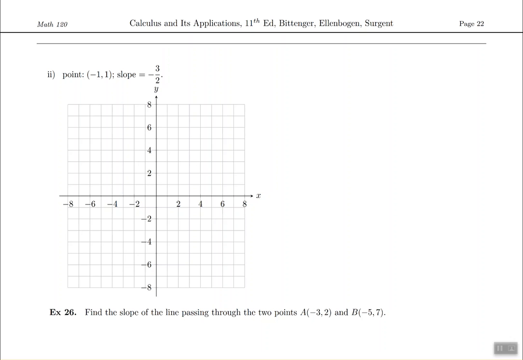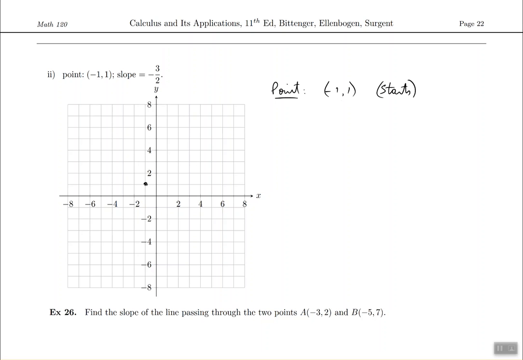We began this problem on a different video, and the goal here is to graph the line passing through the point -1, 1 with slope -3/2. So the starting point again is given as -1, 1. So our first task is to figure out where the line begins or starts, and that's the point -1, 1.